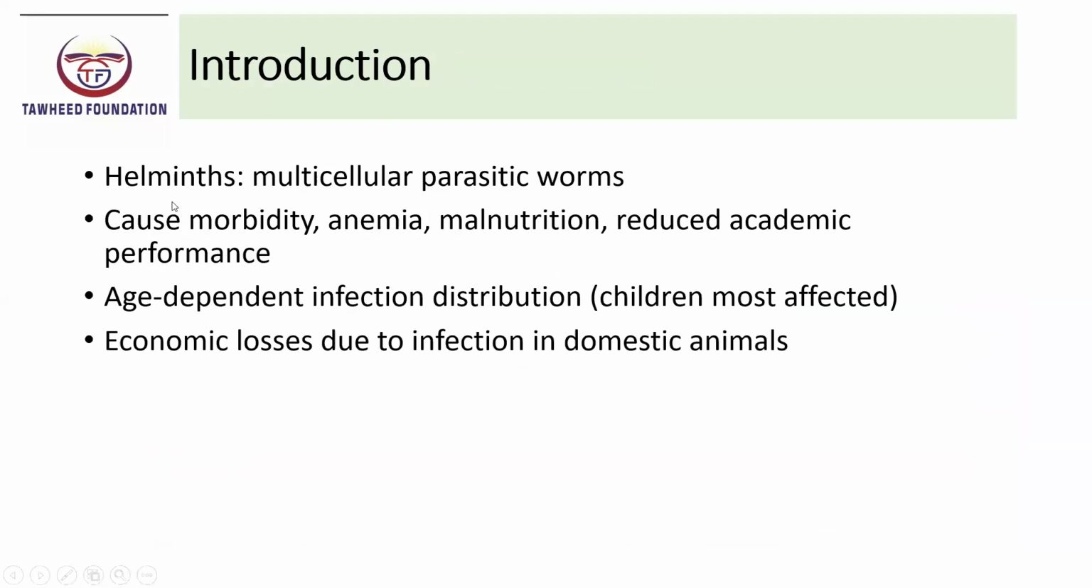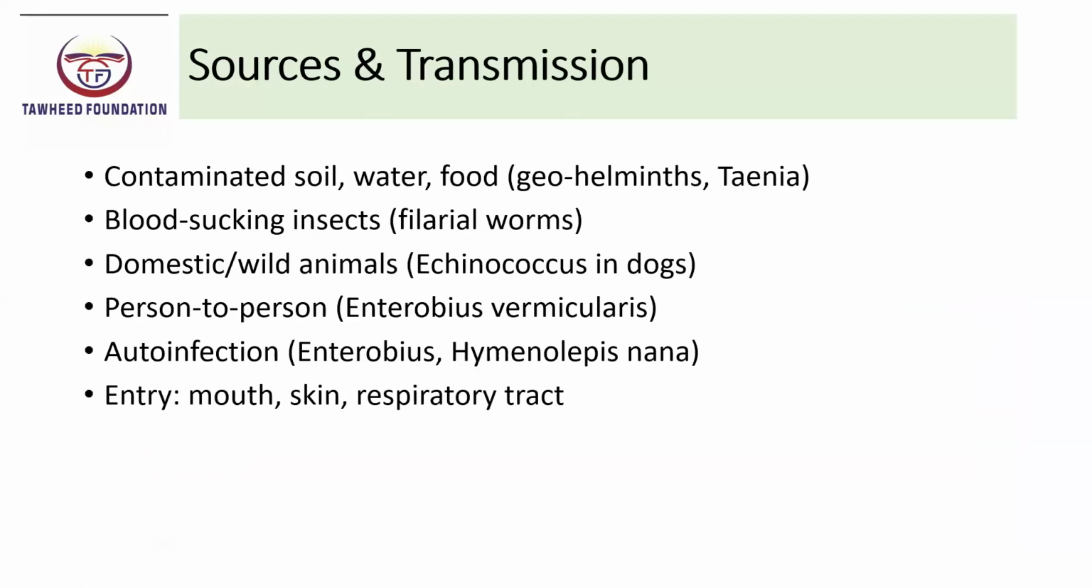Introduction: helminths are multicellular parasitic worms. They cause morbidity, anemia, malnutrition, and reduced academic performance, and it is an age-dependent infection distribution, but children are affected the most. There are economic losses due to the infection in domestic animals. The source is contaminated soil, water, or food.